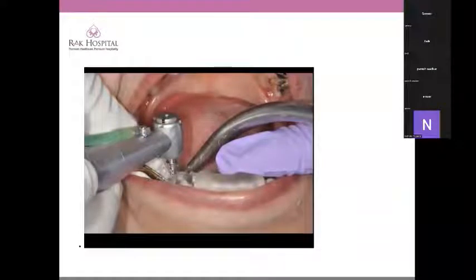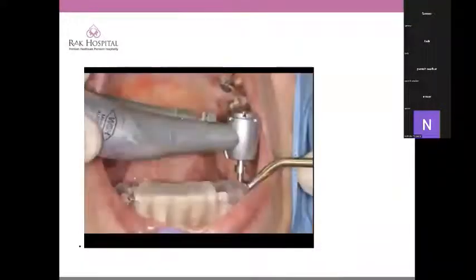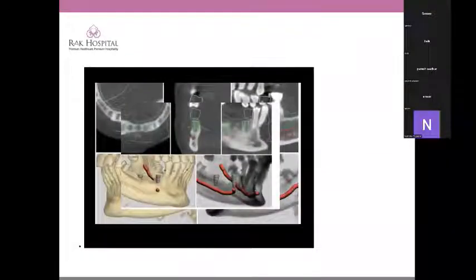This is the guide. You place it in the patient's mouth, go with your sequential drills, and place the implant. Now here, you can see certain implants are a little away from the bone, not completely in the bony window. So you can discuss with the patient that this is the ideal position, but you don't have enough bone in this situation, so we will need to graft this area.